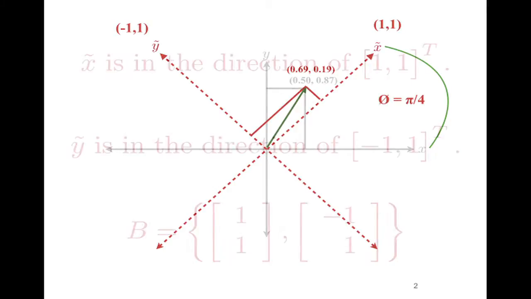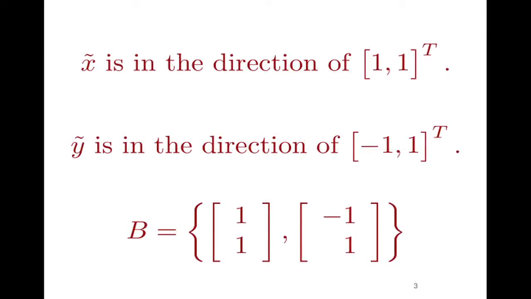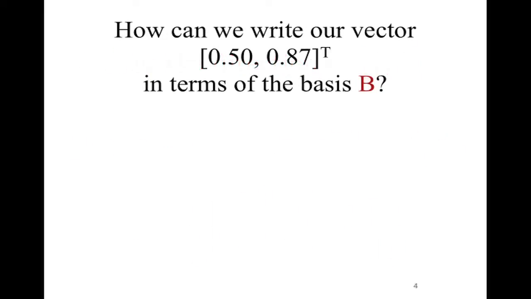Now, how do we do that? Well, first of all, we realize that x tilde was in the direction of 1, 1. If you look at that, that was just 45 degrees in the first quadrant. And y tilde is in the direction of minus 1, 1. And so the basis now, B, is the ordered basis 1, 1; minus 1, 1. And so the real question in order to find those coordinates is how can we write our vector 0.5, 0.87 in terms of that new basis B?